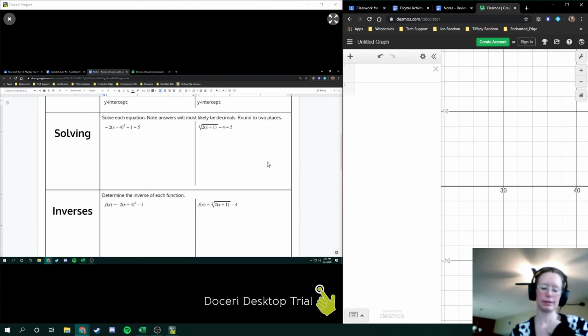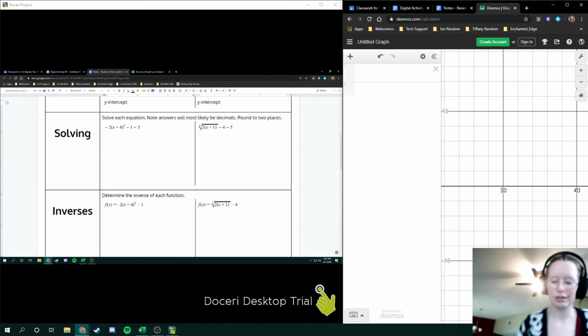Okay, so we're going to solve these two equations. So we have negative 2 times x plus 4 quantity cubed minus 1 equals negative 5, or equals 5, my apologies. So it said note these answers will most likely be decimals, so we're going to round to 2 places. Okay, so in this problem, first thing I need to do is get everything away from the thing that is being cubed. So I got to get rid of all the junk on the outside. So I'm going to start by adding over the 1.